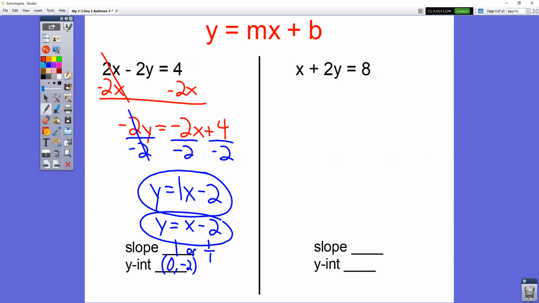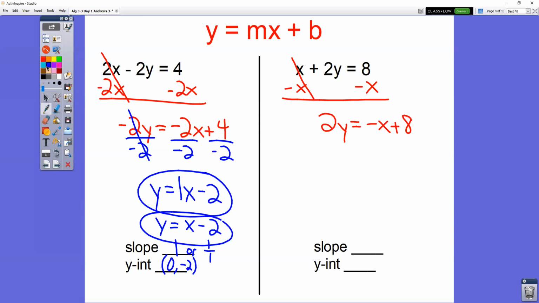Now, in this next one, something completely different happens. Very, very important example because this happens quite often. We're trying to get this 2y all by itself. So we're going to do minus x and minus x. So we have 2y equals, again, I want to switch around the order so that the x comes first. So I have negative x plus 8.